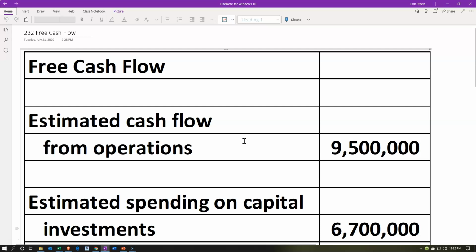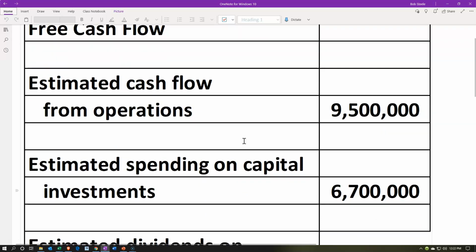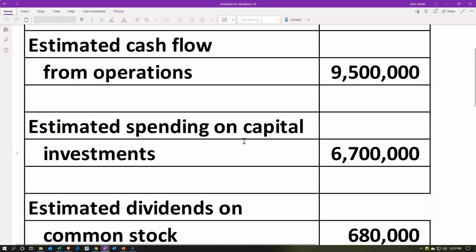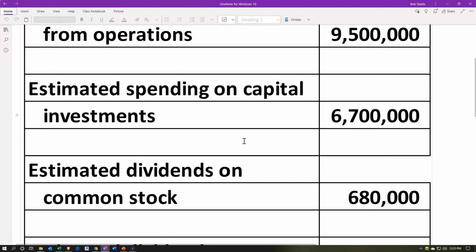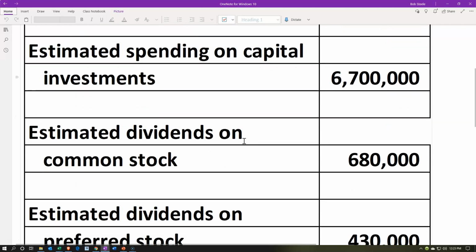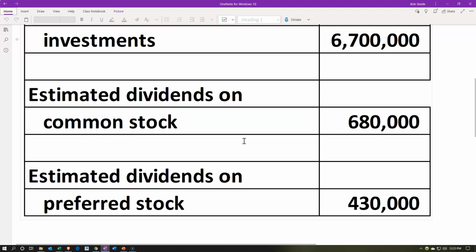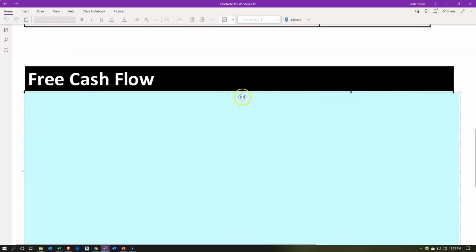We have the estimated cash flow from operations, the $9,500,000, estimated spending on capital investments, the $6,700,000, estimated dividends on common stock, $680,000, and estimated dividends on preferred stock, the $430,000. So we're looking for the free cash flow. What's going to be the free cash flow calculation?